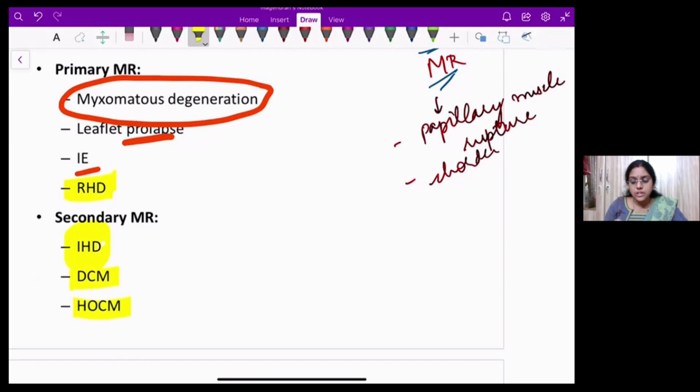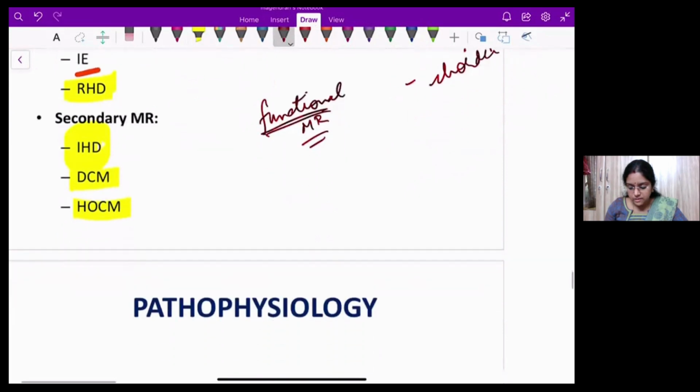So we can also have functional MR. So when do we have a functional MR? This is also called a functional MR. When the patient is having hyperdynamic circulation, at times the patient can develop a functional MR. So that we will see later. So it is very important to understand this classification.